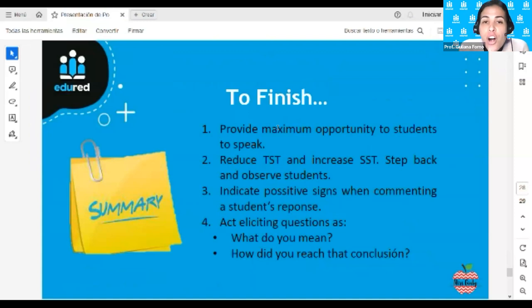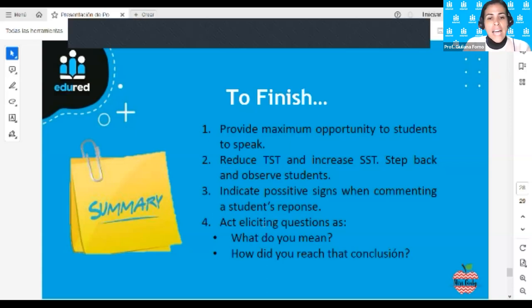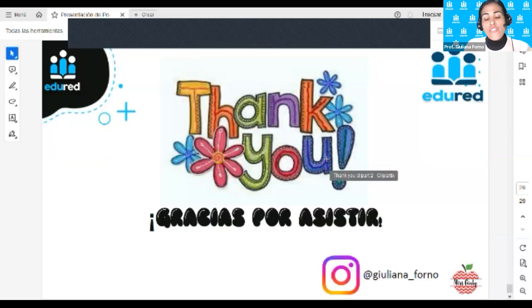Step back and observe your students. Indicate positive signs when commenting on a student's response. Ask eliciting questions such as, what do you mean by this? How do you read that conclusion? That is going to force your student to explain how they got to this information, how they got to this conclusion. Okay, we need to have eliciting questions.